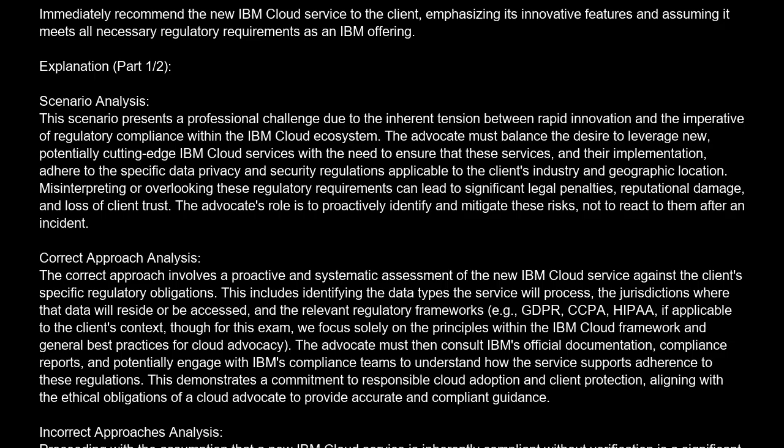advocacy. The advocate must then consult IBM's official documentation, compliance reports, and potentially engage with IBM's compliance teams to understand how the service supports adherence to these regulations. This demonstrates a commitment to responsible cloud adoption and client protection, aligning with the ethical obligations of a cloud advocate to provide accurate and compliant guidance.